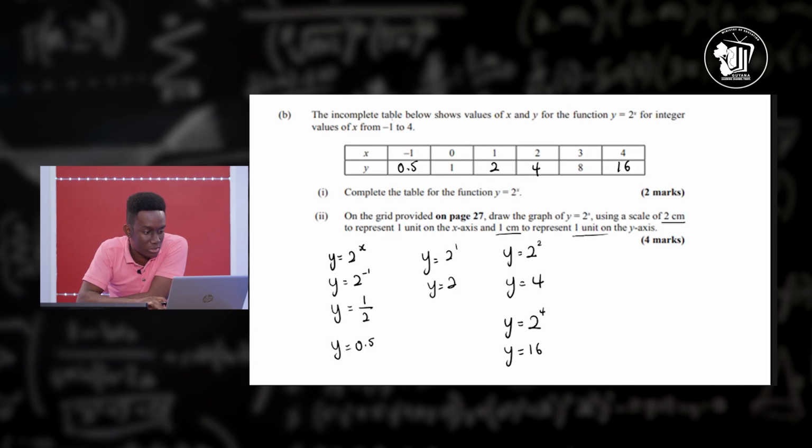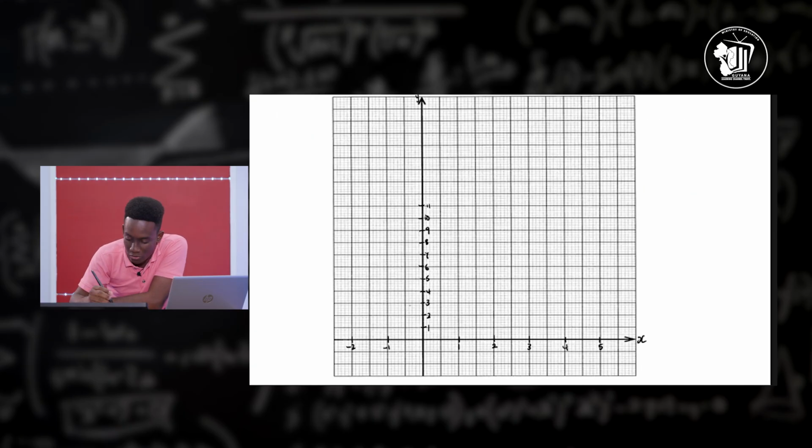So now it's just for us to plot the points. The first set of points we have would be -1, 0.5. So we go -1 on the x-axis and we go up 0.5. So 0.5 would be somewhere like there.